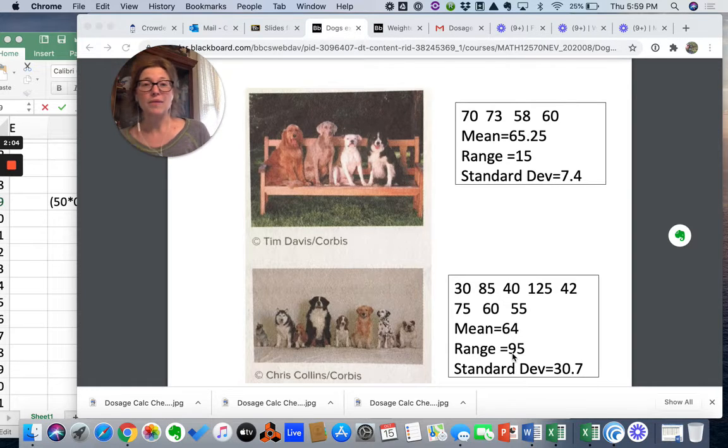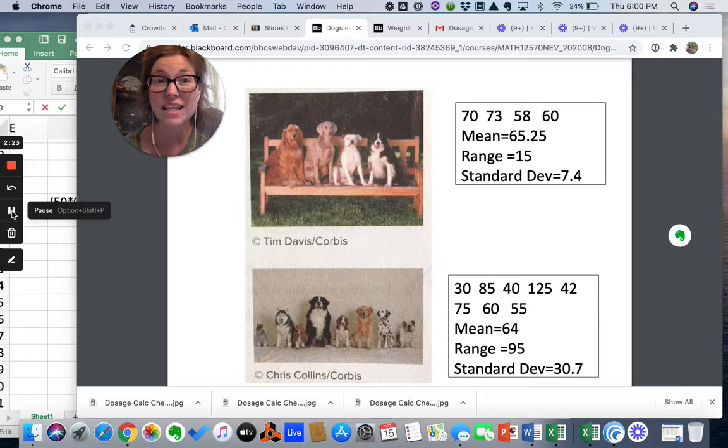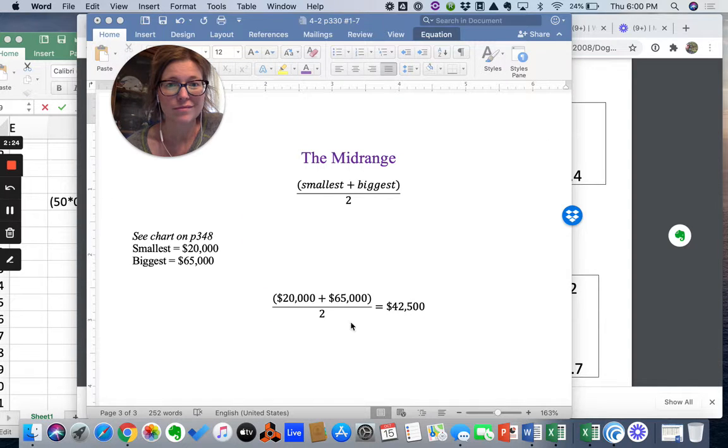Now, as we've talked about with measures of central tendency, if you have an outlier, sometimes that can really throw it off, and sometimes it doesn't so much. If we're talking about range, having an outlier will really throw it off. Perhaps you recall talking about the mid-range. The mid-range, smallest plus biggest, divided by 2. You're finding the average value between the smallest and the biggest.